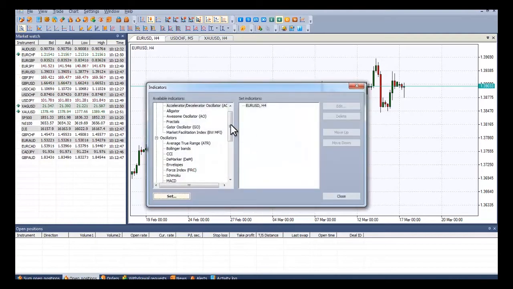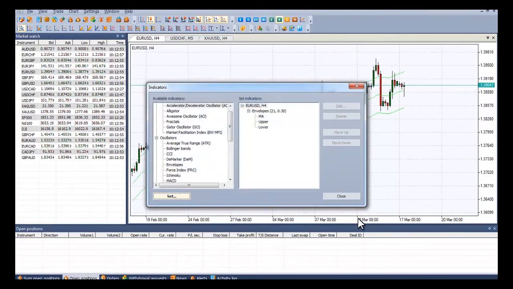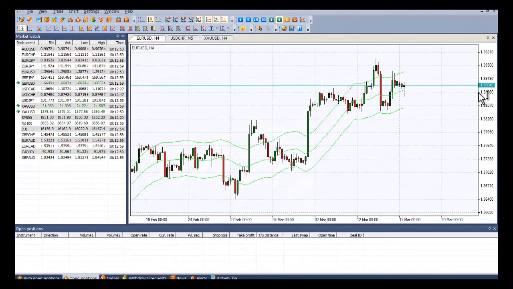Next on our list, we have Envelopes. Select it, click Set, OK, and there we go. The Envelopes indicator reflects the price overbought and oversold conditions, helping to identify the entry or exit points as well as possible trend breakdowns.